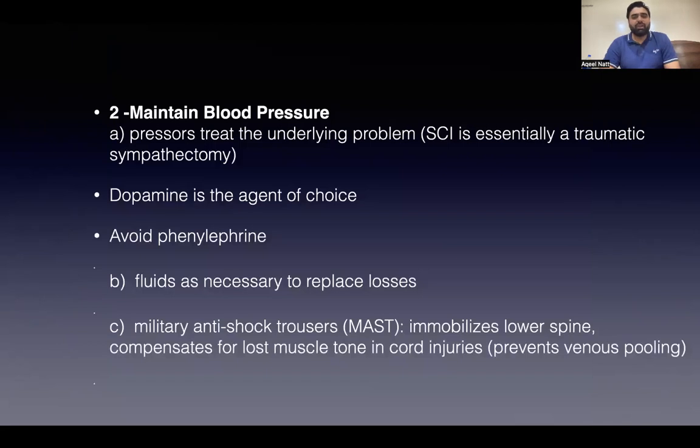Then you maintain the blood pressure. Remember, there are two killers in spinal injury. Number one is hypotension, and then hypoxemia. So you have to maintain the blood pressure. If there is a patient in spinal shock, you go for inotropic support, you go for dopamine, but you avoid phenylephrine. You go for fluids, and you give the patient military anti-shock trousers, MAST.